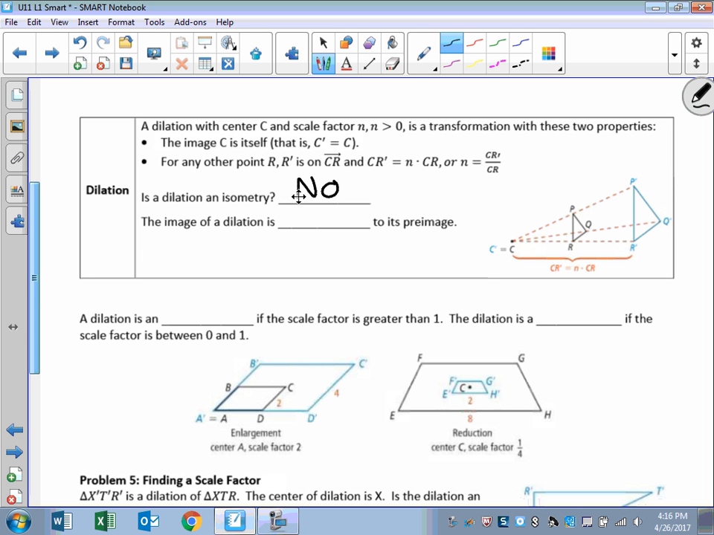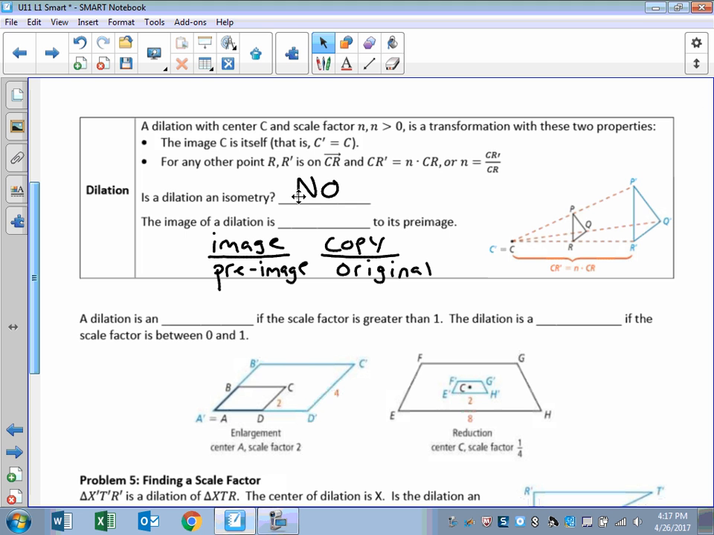Now, the image and the pre-image. The best way to think of it is that when you're trying to find a scale factor, how much bigger or smaller it is, we're going to have the image on the top, always, or the copy on the top, whichever term you like. And the pre-image is going to be on the bottom. So it's not big over little or little over big. It's literally the copy goes on top and the original goes on bottom when you're trying to figure out the scale factor.